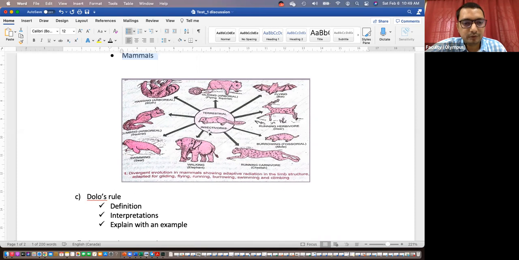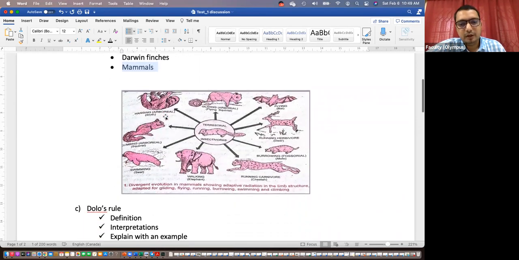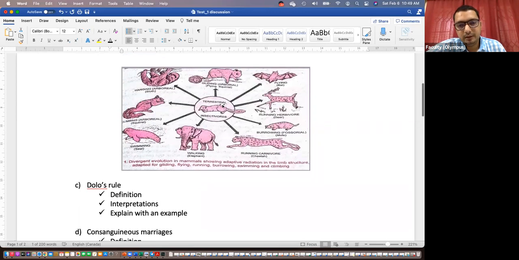I think I've seen some of you have drawn images. I think most of you have drawn images with the Darwin finches. If you want an idea on the mammalian side, take this. Like terrestrial insectivores, for example, later diversified into these varieties of mammals. Those walking, those running ones, burrowing ones, flying ones. Give the list of the diversity.